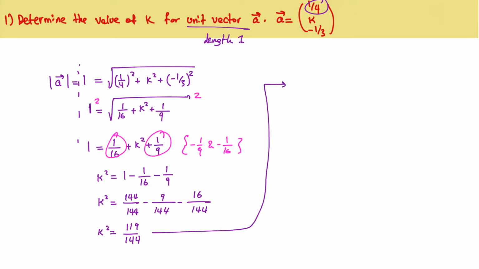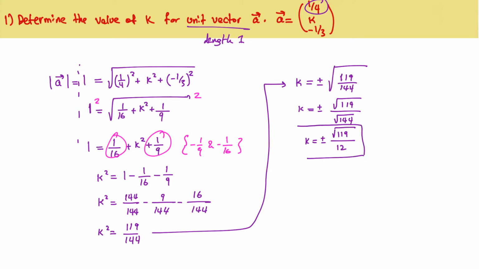I'm going to continue here. I'm going to square root both sides, and I will get k is equal to plus or minus the square root of 119 over 144. I will rewrite this as root 119 over root 144, and I can simplify the denominator. Root 144 is 12, and my numerator stays as root 119. This is my final solution.